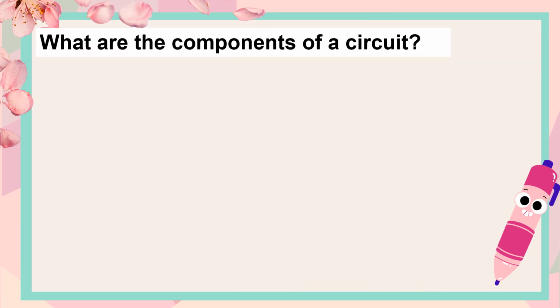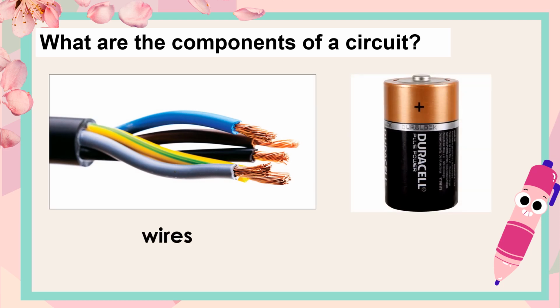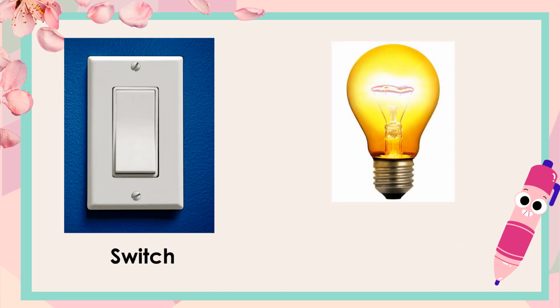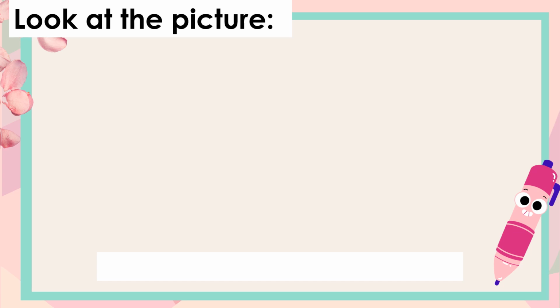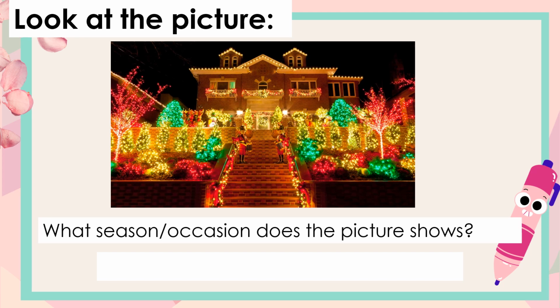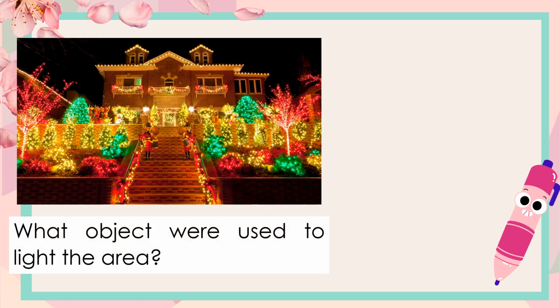What are the components of a circuit? First, we have wires. Next, we have battery. Then we have switch. And we have light bulb. I have here also a picture. Look at the picture. What season or occasion does the picture show? Very good. It is the holiday season or the Christmas season. What objects were used to light the area?